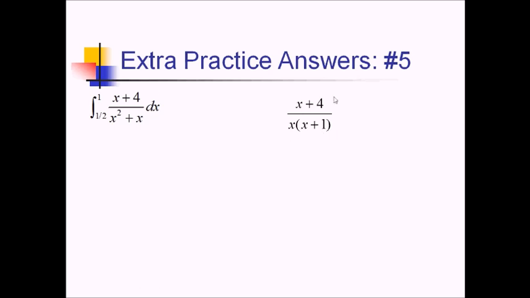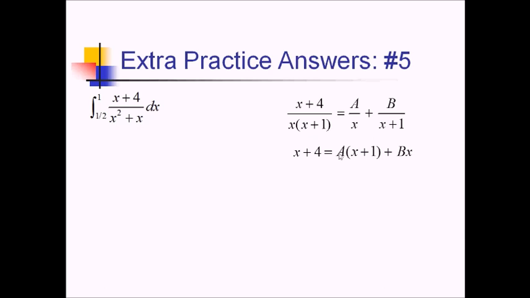So I've got a over x plus b over x plus 1. And then multiplying everything by x times x plus 1, I'm going to have x plus 4 on the left side. And over here on the right side, the x's cancel, leaving me with a times x plus 1 plus b times x, since the x plus 1s are canceling. Now I have to figure out what a and b are.